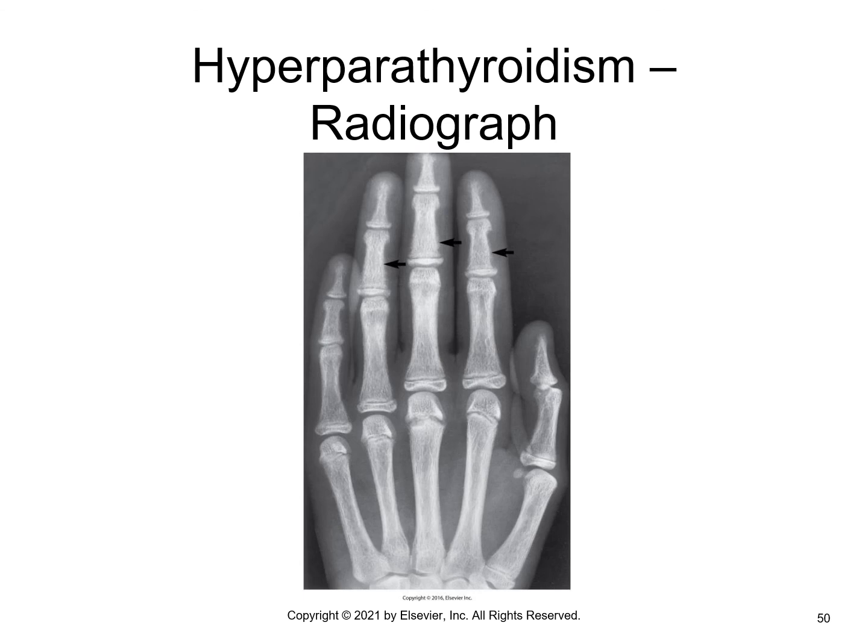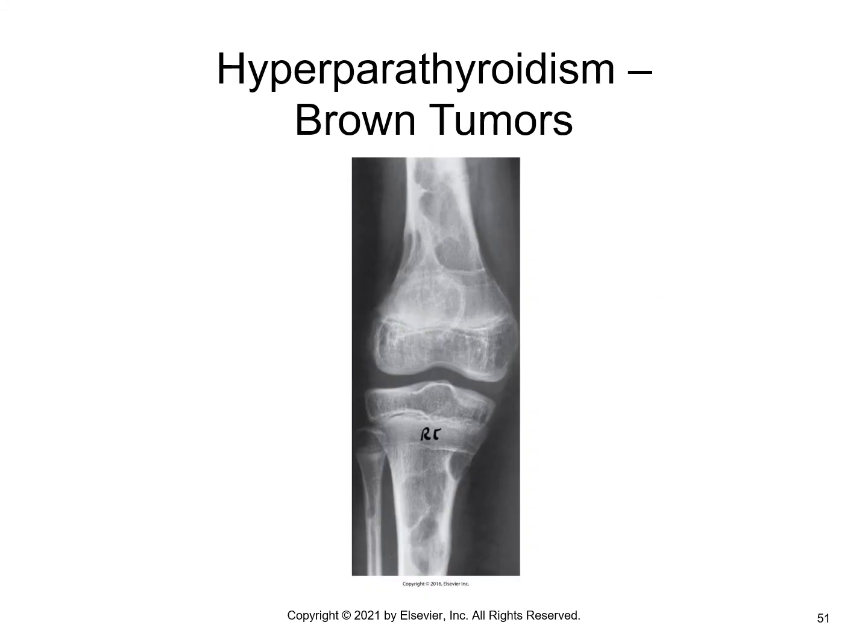One of the things that you will see with hyperparathyroidism, if too much parathyroid hormone is being released, is the excessive breakdown of bones to release that calcium into the bloodstream. On a radiograph, you can see these changes in the middle phalanges of the hand, because that is one of the first areas that's going to start to lose some bone mass due to hyperparathyroidism.